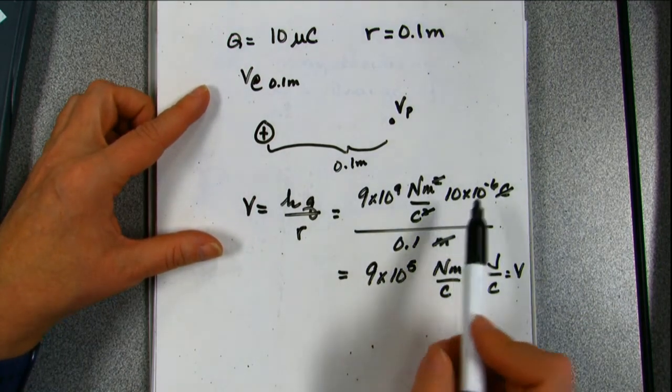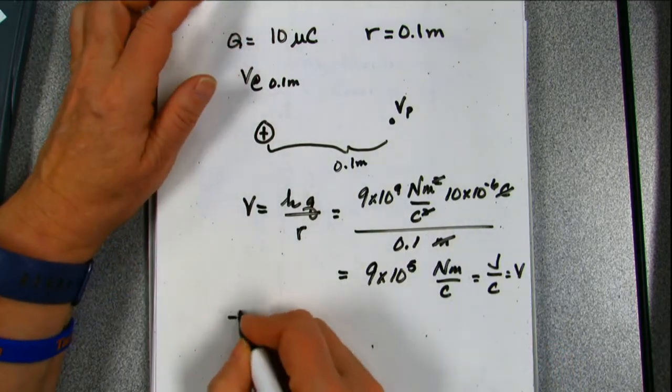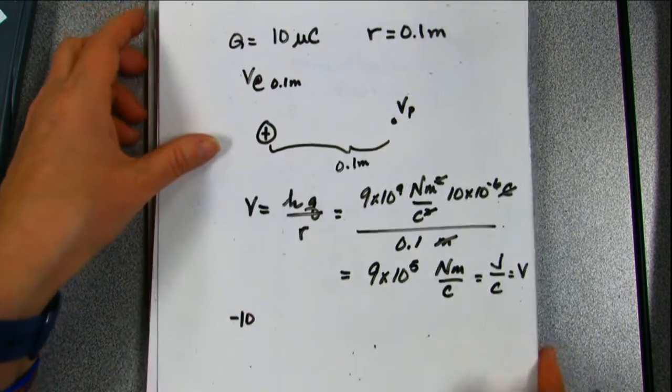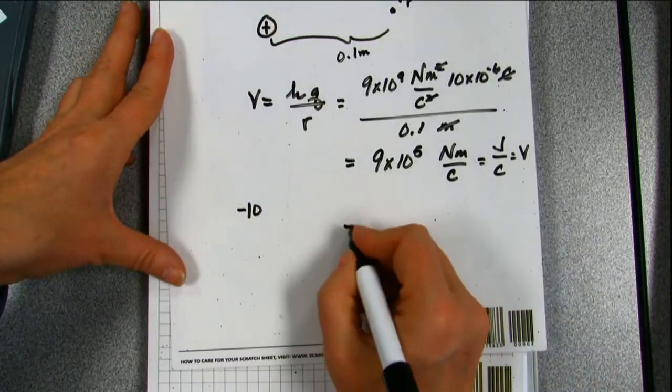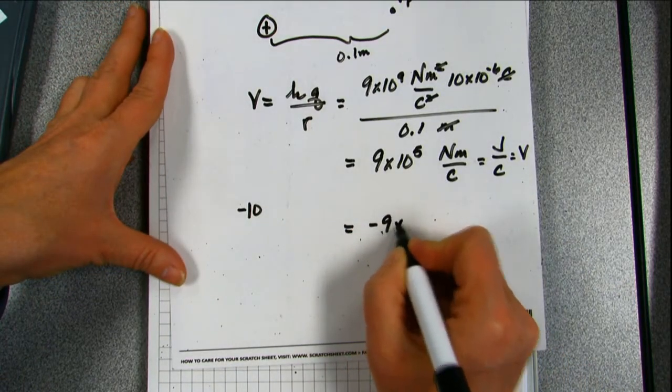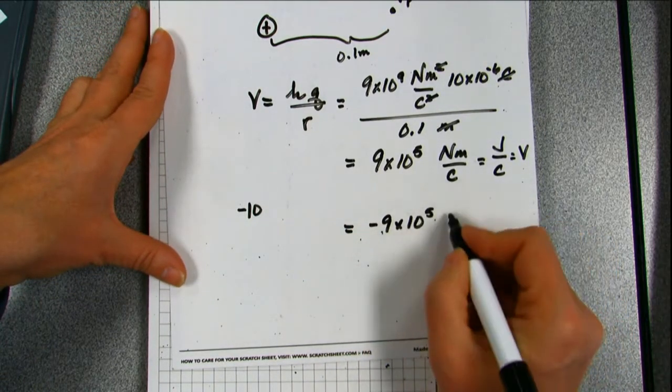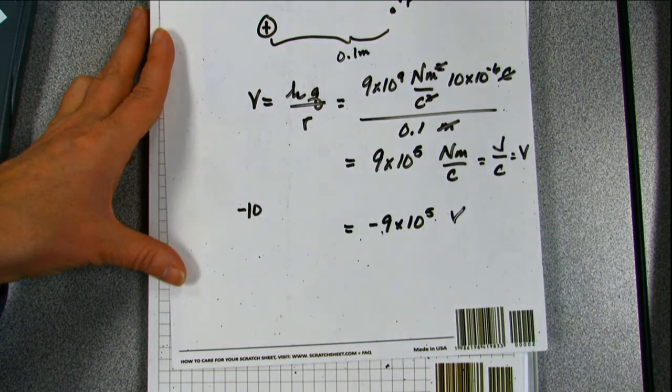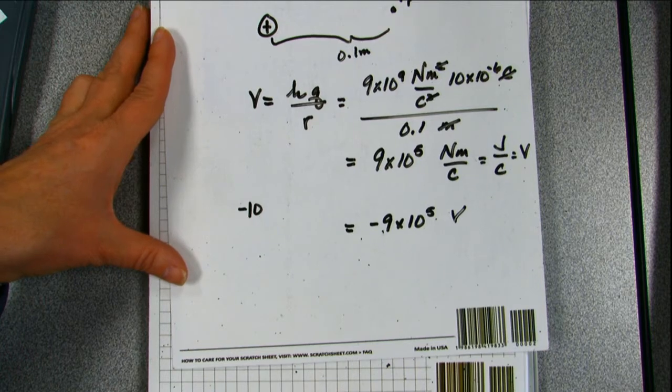Now, if the charge were a negative 10, the number's going to be the same, but I'm going to have a negative 9 times 10 to the 5th volts. So it's fairly easy to calculate.